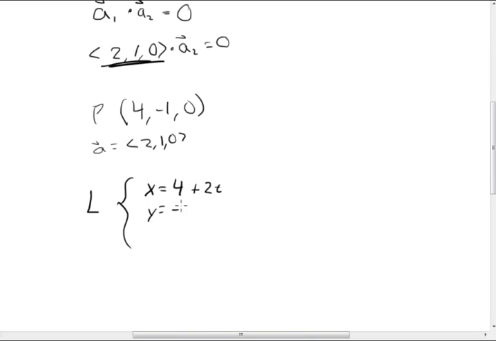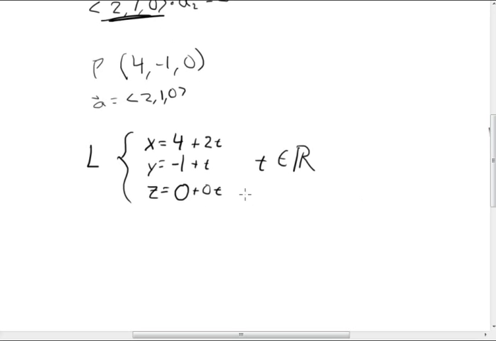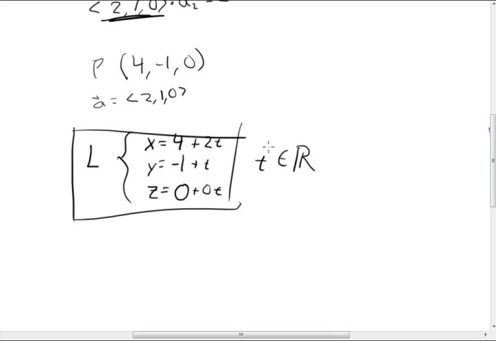Y is equal to -1 plus t. And to be really explicit here, I'll just write in the zeros. Z is equal to 0 plus 0t, where t is an element of the reals. Now, when you're actually doing this for a test or something, you don't need to put 0 plus 0t. Z is just equal to 0. So here is the answer to our problem.